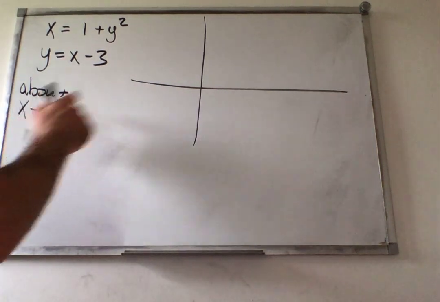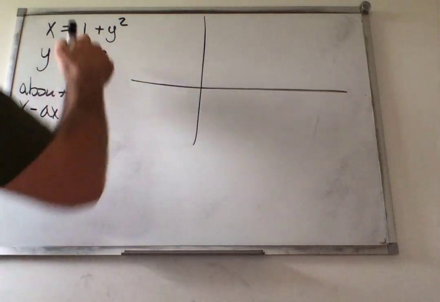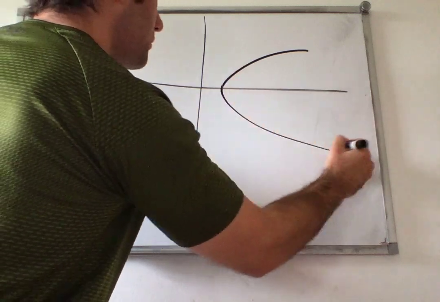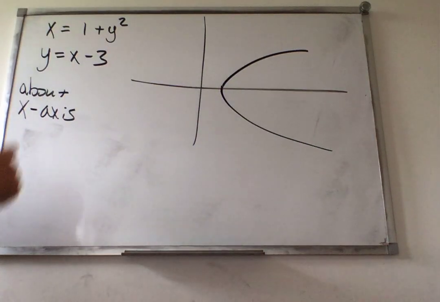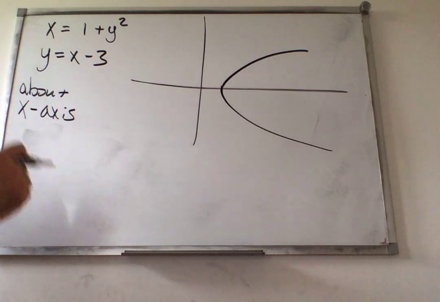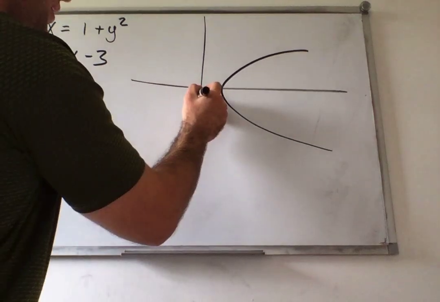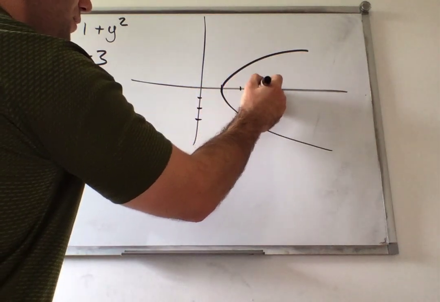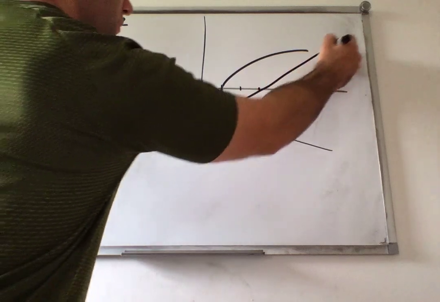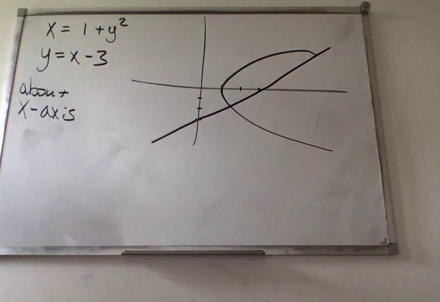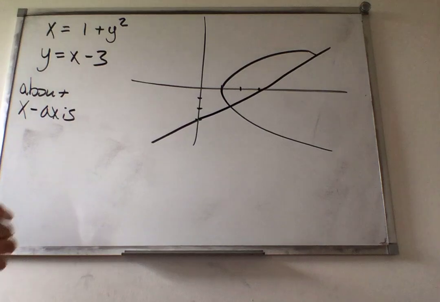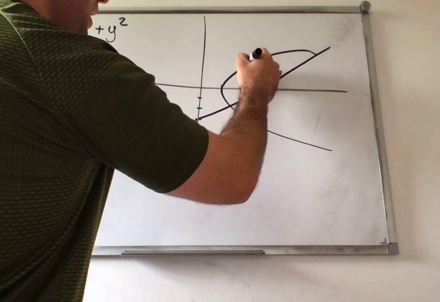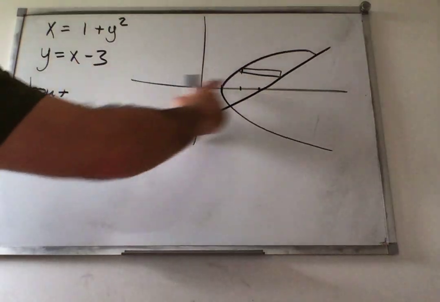So let's see, about the x: x equals 1 plus y squared. That's going to look something like this. Y equals x minus 3. Now, this is a little easier to draw. 1, 2, 3. Let's see. 1, 2, 3. It looks something like that. And we're taking this area, we're making our discs this way, and we're revolving it around the x-axis.